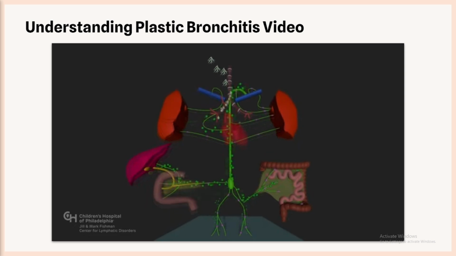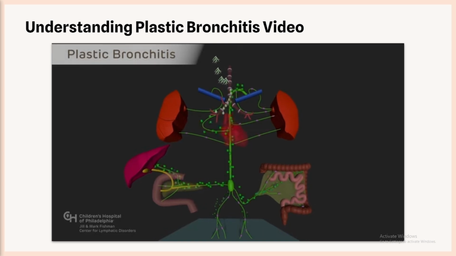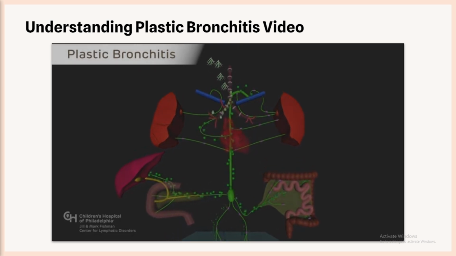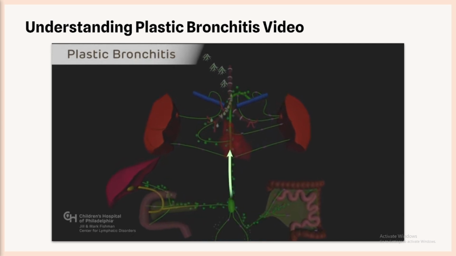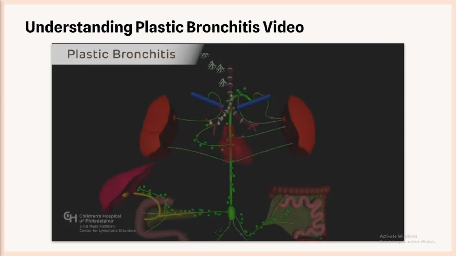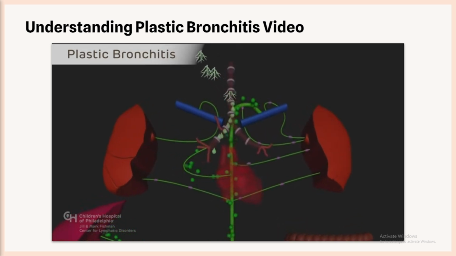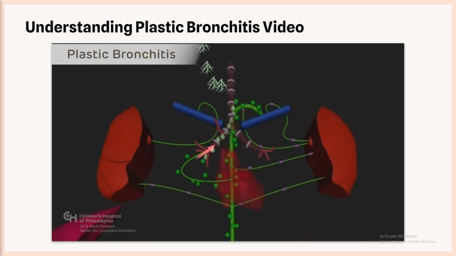Now, we see lymphatic anatomy and flow in patients with plastic bronchitis. In these patients, lymphatic fluid from the thoracic duct flows backwards into the lymphatics surrounding the airway. This causes inflammation and edema, or swelling, and eventually leads to the leakage of lymphatic fluid into the airway.